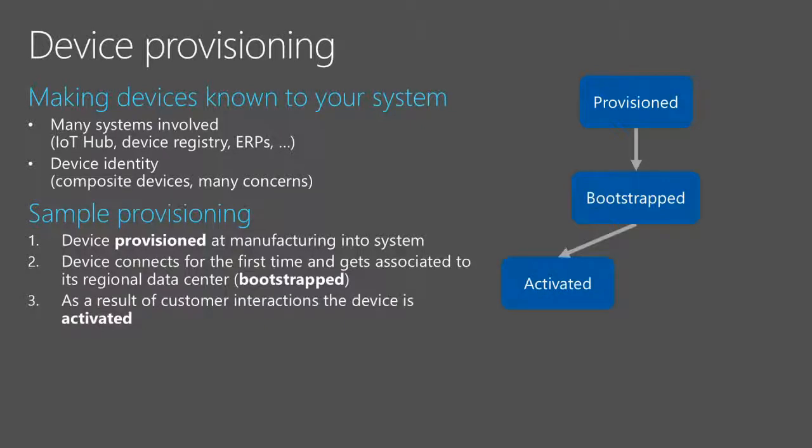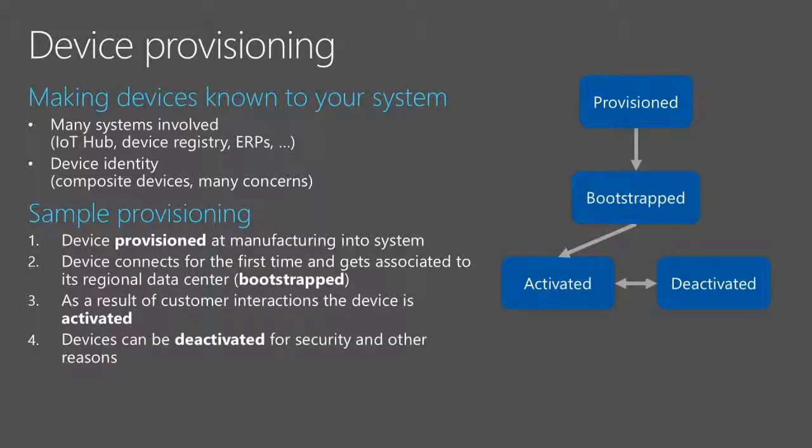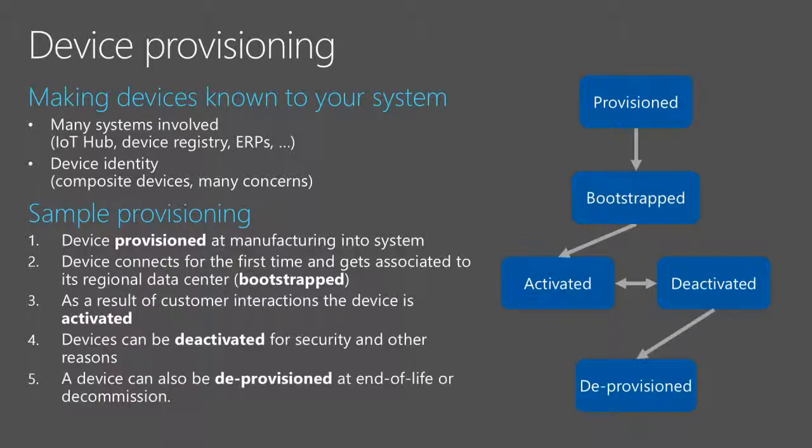As a result of a customer interaction, it can actually be activated. So now it's allowed to do its job and to send telemetry. Before then, maybe the customer didn't pay, or you didn't want to let him use it for whatever reason. There are other business reasons for which the device can be deactivated and deprovisioned.